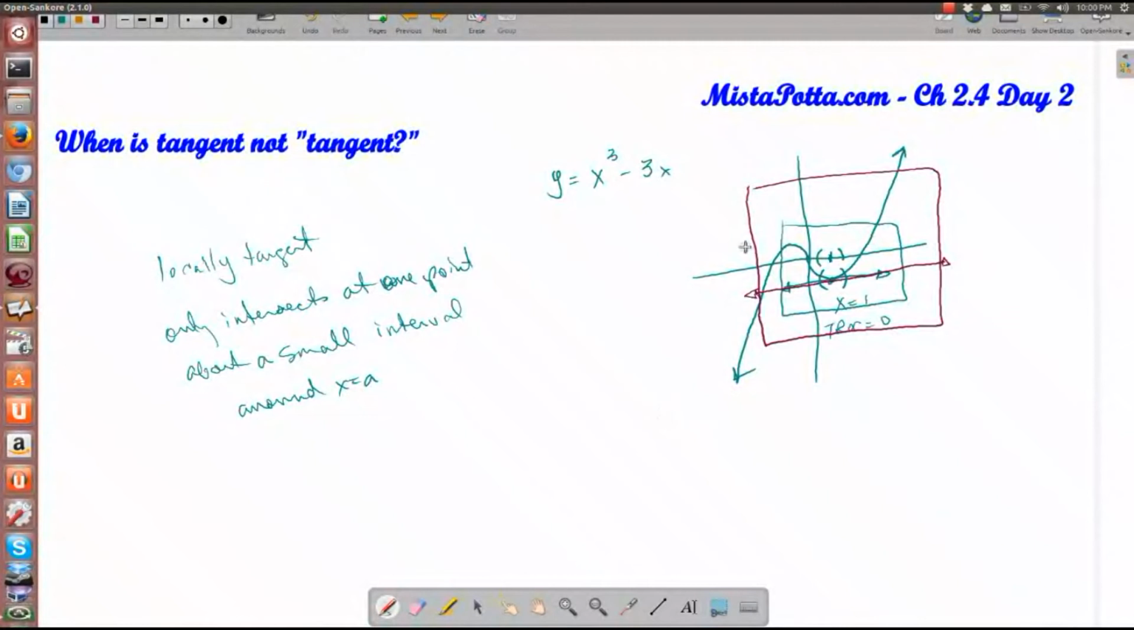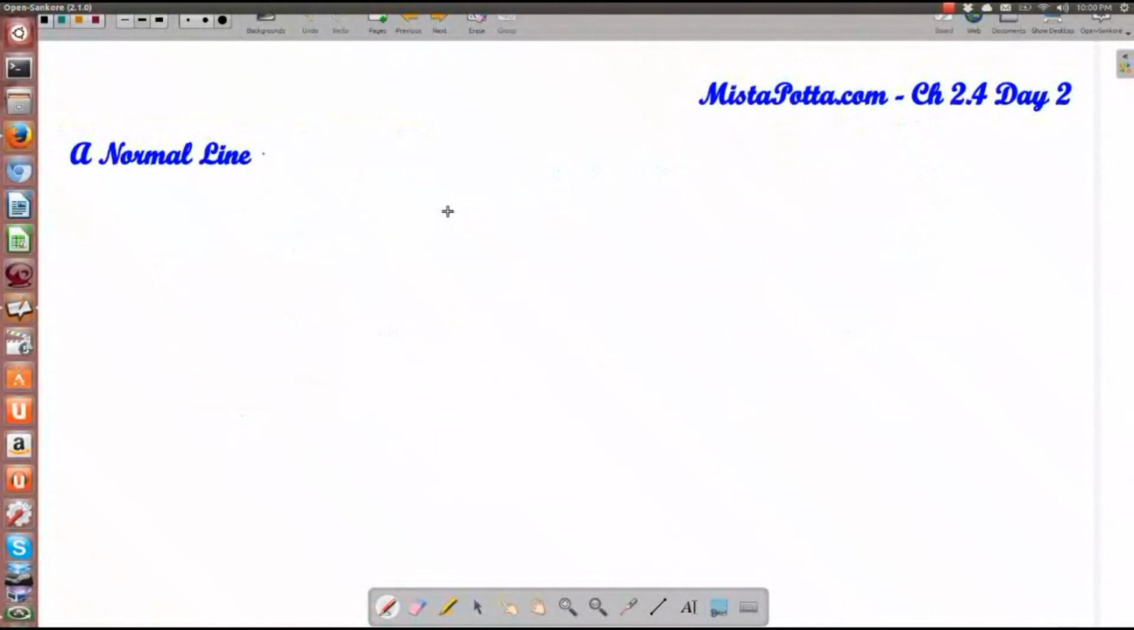So we do need to be aware of this, that even though we call it a tangent line, this line may intersect our curve in more than one spot. It's just going to be far enough away that it really doesn't matter to us.